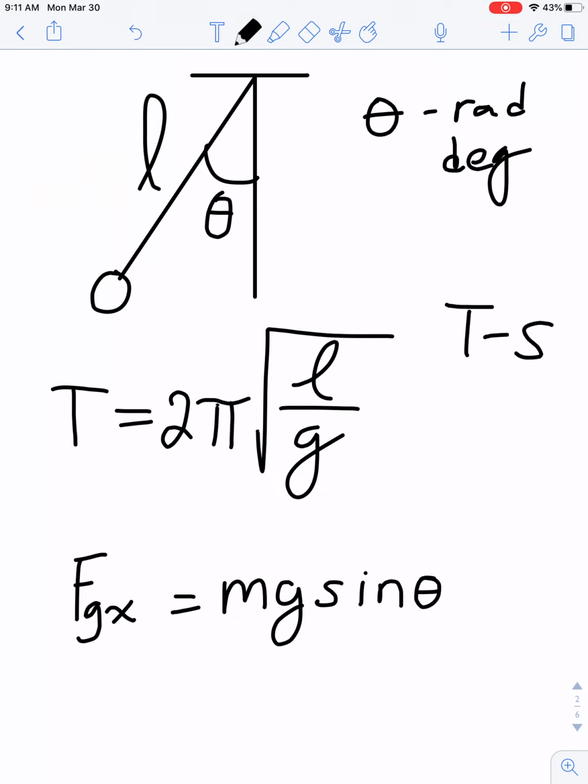So if we're on Earth, well, that of course fixes the acceleration due to gravity, so the only thing we can do to change the period of a pendulum here on Earth is to change the length of the pendulum. That's all we can do.